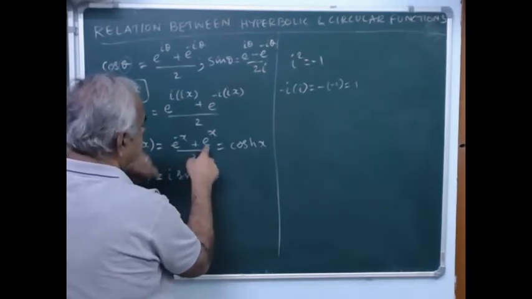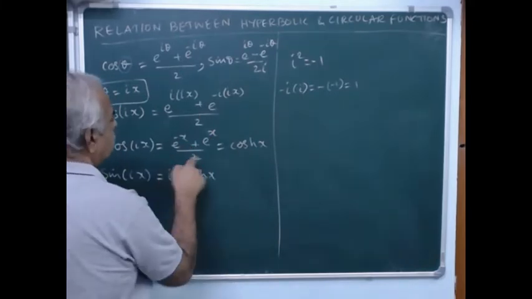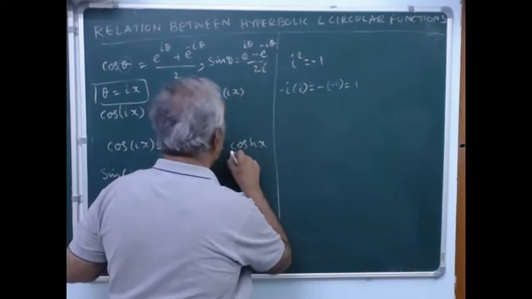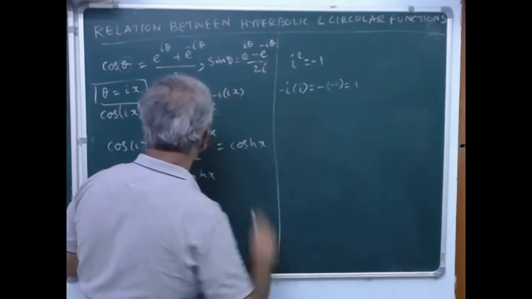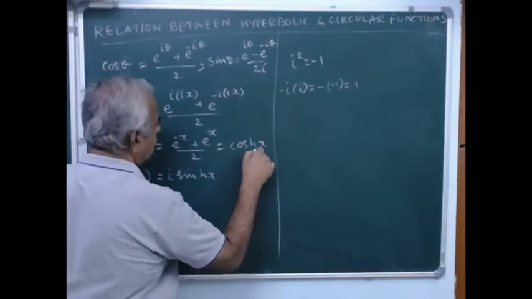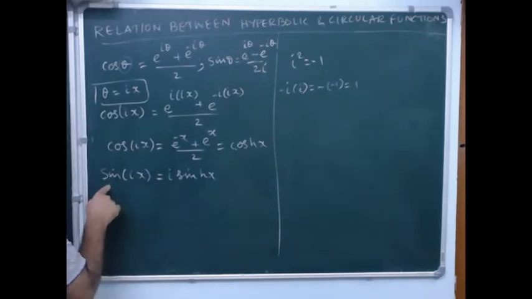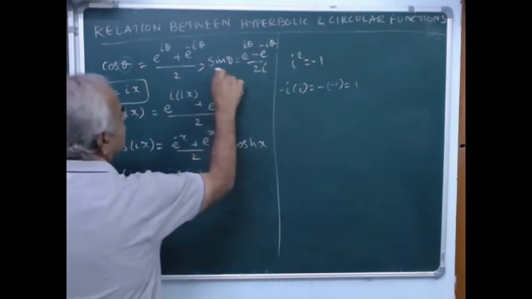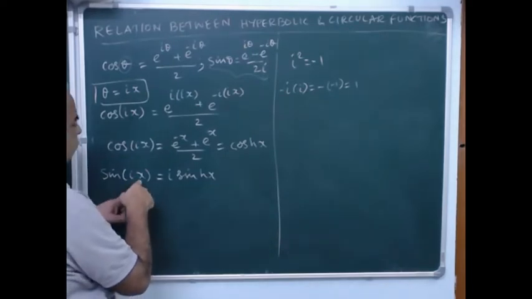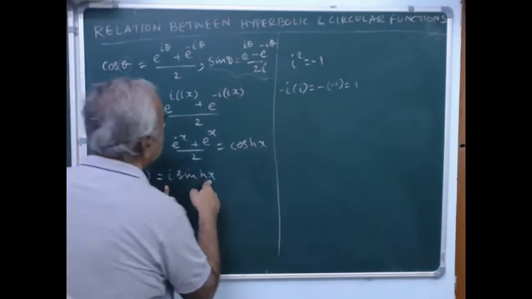e power minus x, and minus of minus is plus, so e power x, whole divided by 2, which is nothing but the hyperbolic function cosine of x. So cos of ix is equal to cosh of x. And we can establish similarly for sine theta. Let us put theta equal to ix. So sine of ix will result in i into sinh of x.